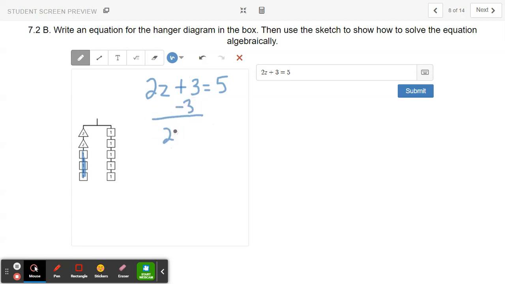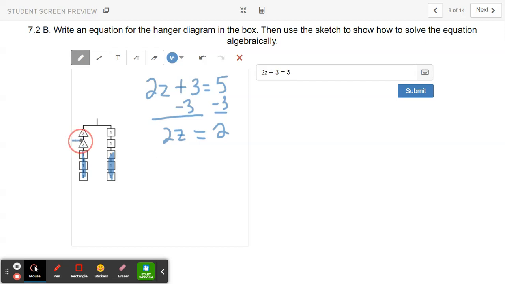That means we're left with 2 z's on this side. But since we took 3 from here, we also have to take 3 from here. So let's do that. 5 minus 3 is 2. So now we're left with these 2 z's are equal to 2 wholes, 2 numbers. So, what does z have to be to equal 2?